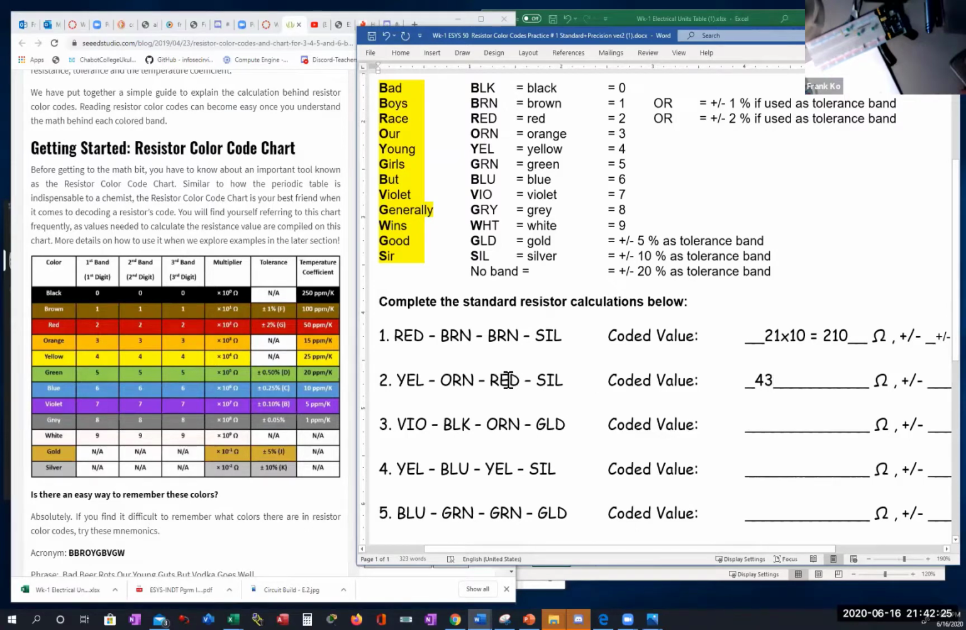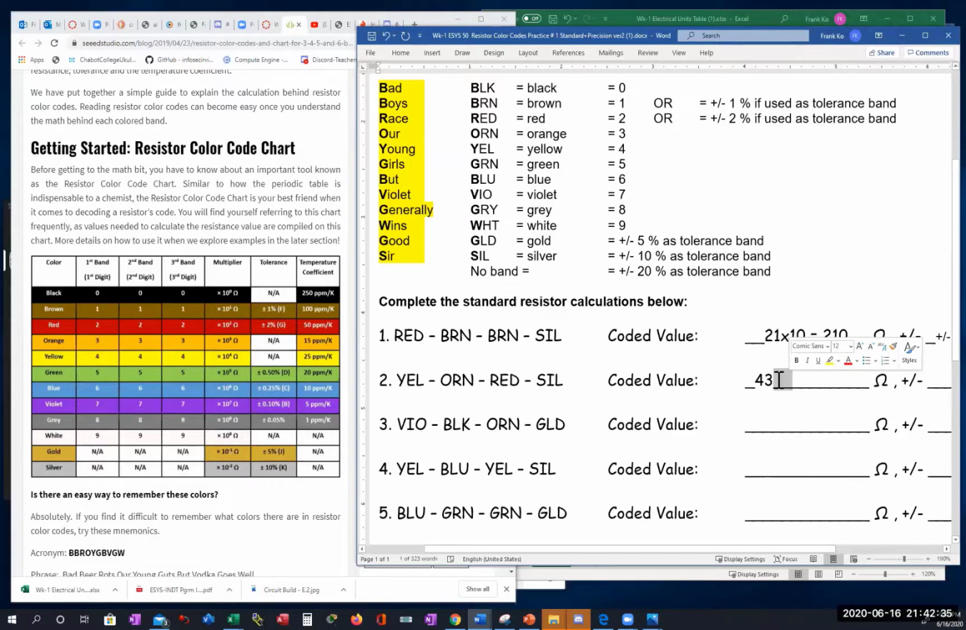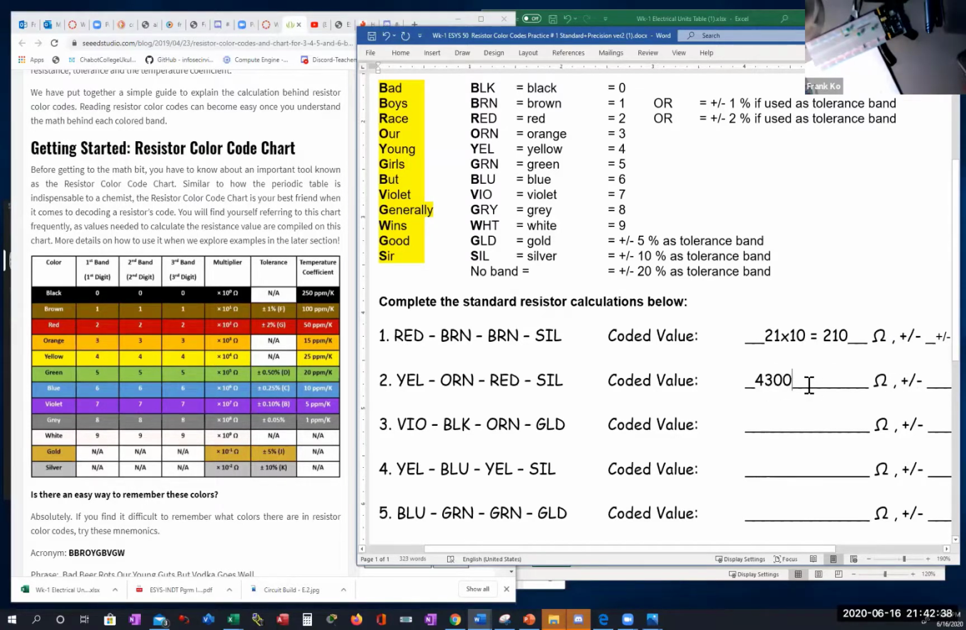And then my third band is my number of zeros, yes? Red represents how many zeros? 2. 2 zeros. Boom, boom. That's 4,300. Or what you ought to do, what you're going to be learning to do, is your engineering notation. And ideally, we would code this as 4.3 kilo ohms.